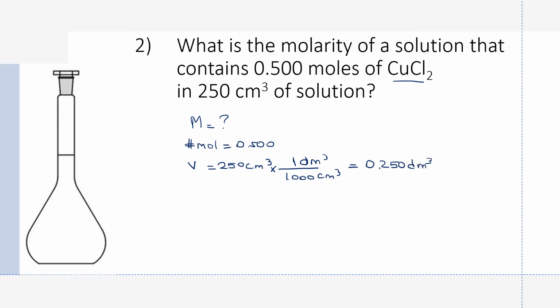And now I can apply the formula. The number of moles is 0.500 divided by 0.250 decimeters cubed. This is the same as 2 molar, or with the correct amount of significant digits, 2.00 molar of copper chloride.